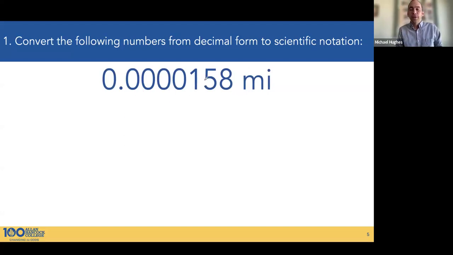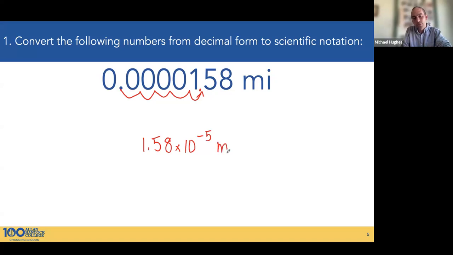Okay, so we have a number less than 1 miles, a short distance here. So our number between 1 and 10 would be 1.58. And so to get there from our starting location, we're going to need to move the decimal point 1, 2, 3, 4, 5 times in the negative, in the less than 1 direction. So our final answer will be 1.58 times 10 to the negative 5th miles.